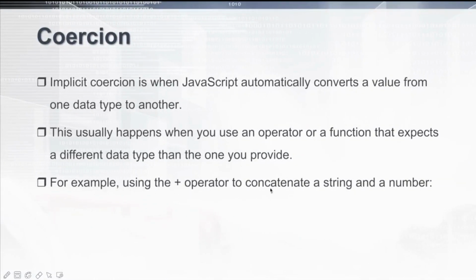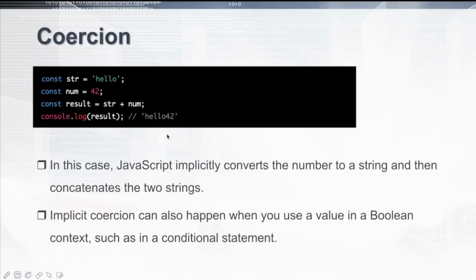So this explains what we just did. Another example: we have const hello and we have number, similar to what we did on the other side. So we have hello 42. In this case, JavaScript implicitly converts the number to a string and then concatenates the two strings. Implicit coercion can also happen when you use a value in a Boolean context, such as a conditional statement.